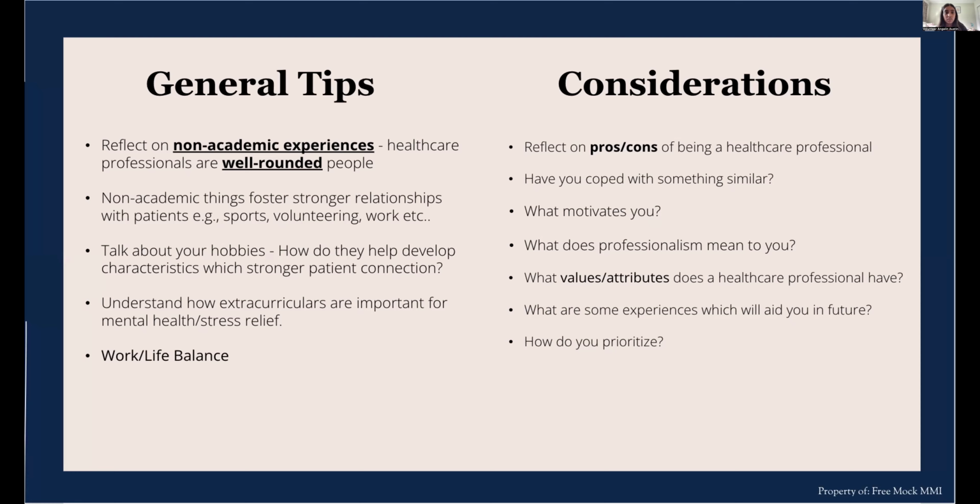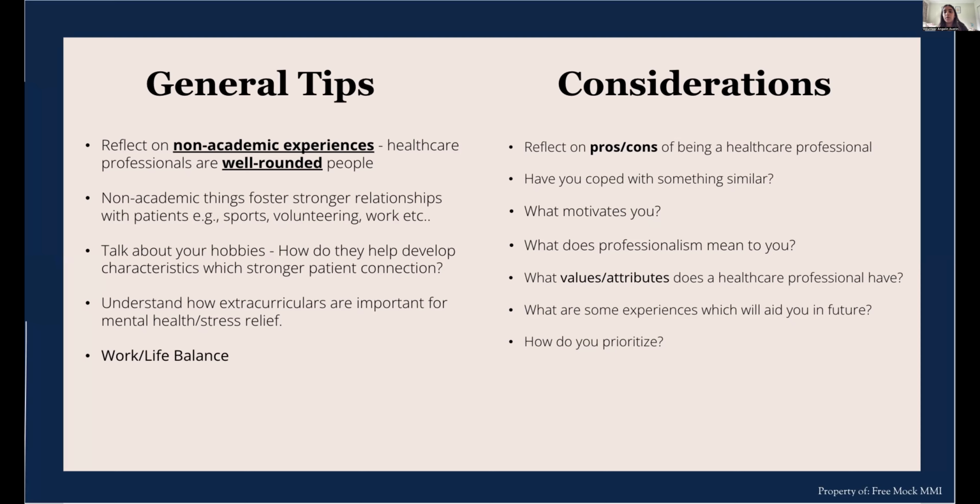And examples of things you can talk about could be a part-time job, sports teams, volunteering, leadership roles, maybe some organizations you've joined. Talking about things like that is really good for this section. And for each of those extracurricular, non-academic pursuits, you want to link it to how they would help you in a career in healthcare.